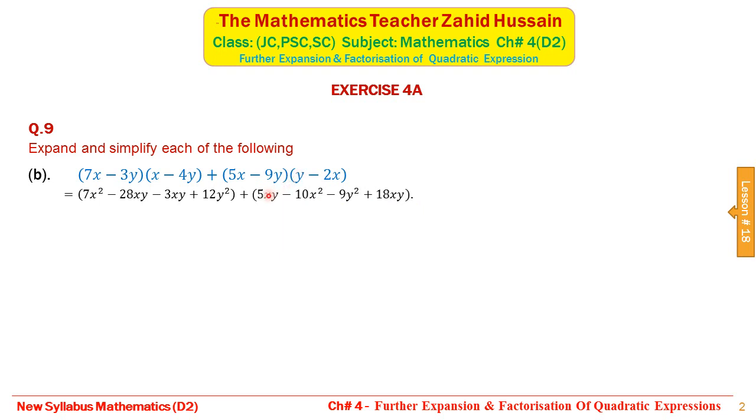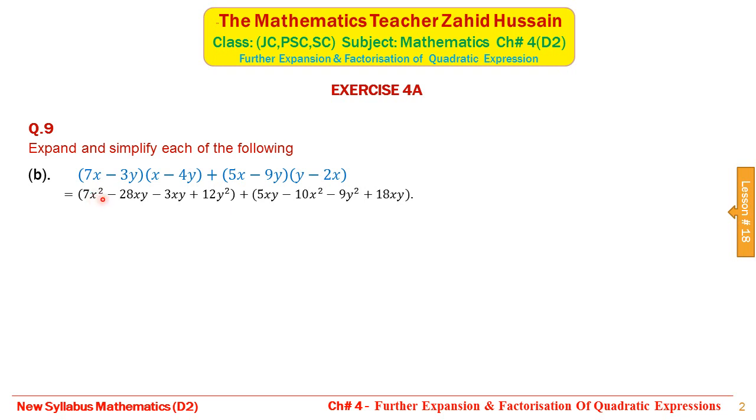5x multiplied by y is 5xy, 5x multiplied by minus 2x is minus 10x square. Then minus 9y multiplied by y is minus 9y square. Minus 9y multiplied by minus 2x is plus 18xy. Now we will simplify within the bracket.